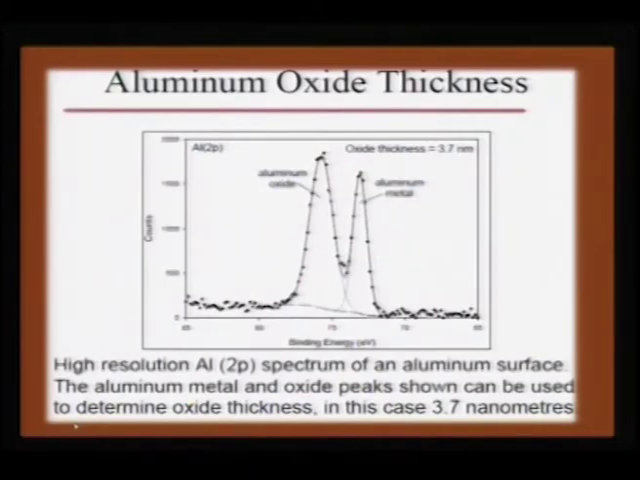Let us take the case of aluminum oxide. In aluminum oxide we can not only map the trivalent state or the zero valency. In this case the metal and the aluminum oxide clearly show a two-peak spectrum. So, we know that both aluminum oxide and aluminum are there, but apart from that we also get to see that the oxide thickness can be mapped, which is of the order of 3.7 nanometer. How do we do that?